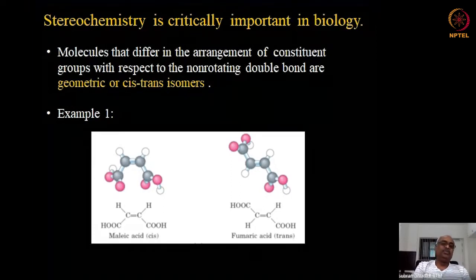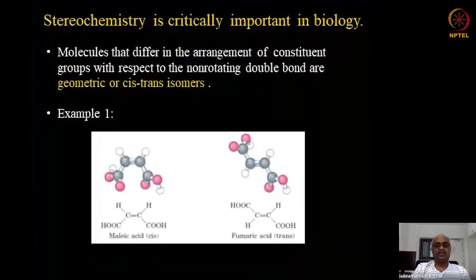Due to this sort of arrangement around double bonded carbon atoms, we often call them cis-trans isomers or geometric isomers. When you use these two terms, you are referring to a configuration where two configurations of a molecule differ in the arrangement of constituent groups with respect to the non-rotating double bond.